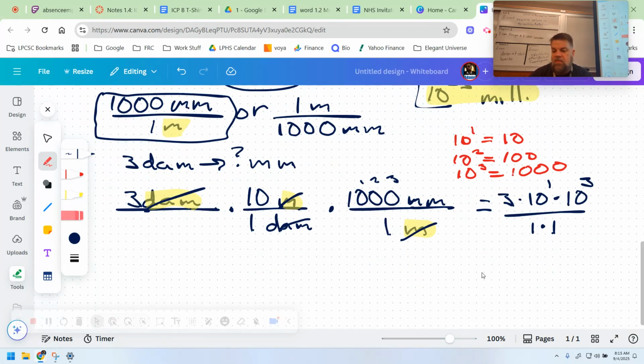So then my final answer is just going to be 3 times 10 to the 4th power millimeters. So what did we start with? We said that 3 decameters is equal to 3 times 10 to the 4th power.